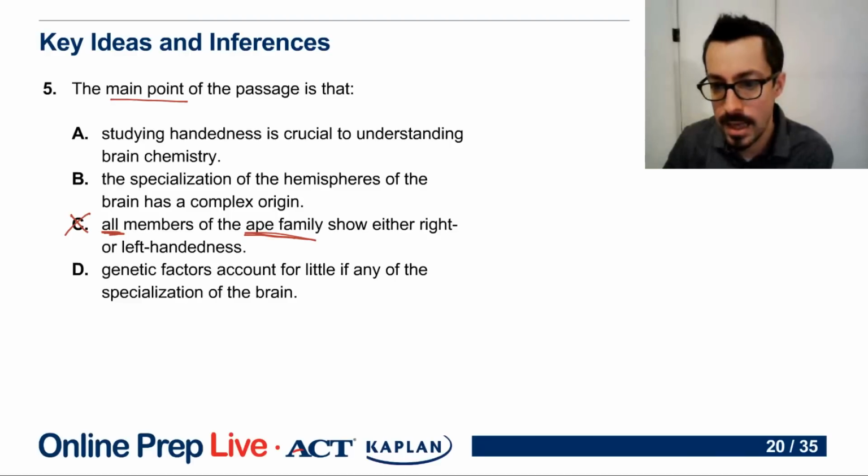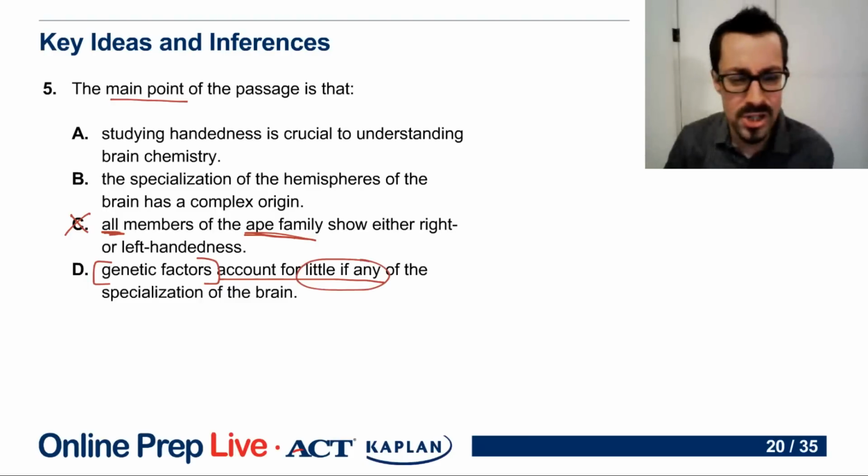I'm seeing Alex saying account for little, if any, of the specialization in the brain. So we did say that genetic factors weren't everything, that there were other factors, but little, if any, suddenly makes that way more extreme. We weren't saying genetics is just a little. Genetics is still a lot of it. We just said that there were other things too, so little, if any, is really crazy. What is the crazy thing in choice A? Did anybody say it?